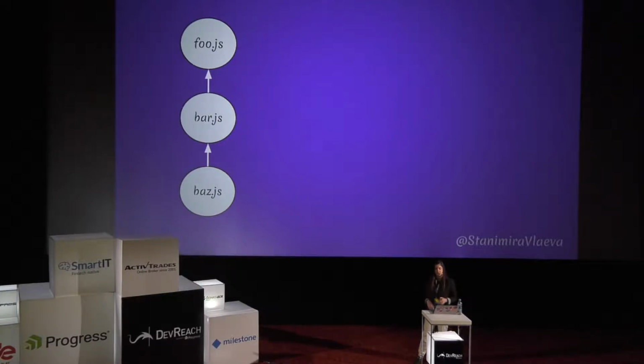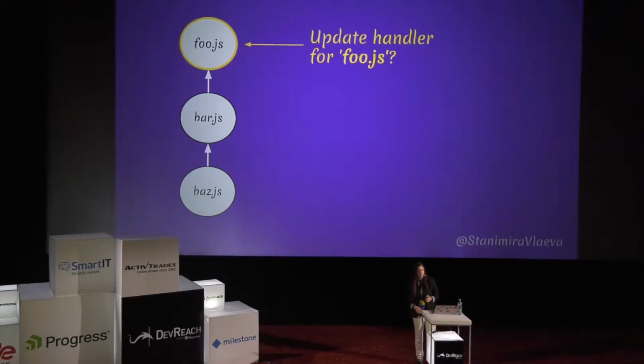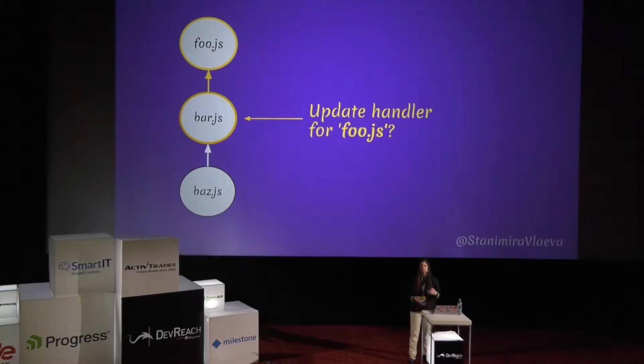How does that look? We make a change to full.js again, but it doesn't have a self-accept. We have a parent accept in the bottommost module. So Webpack will go ahead and ask full.js, do we have an update handler for full.js? We don't. So we're going to go to its direct parent, bar.js, and we're going to ask, do you have an update handler for full.js? Again, we don't have an update handler.